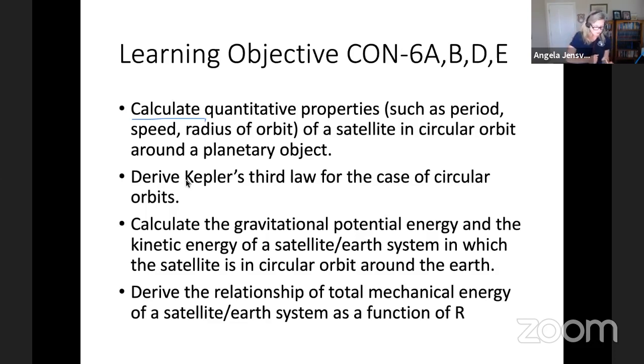The new skill we're going to learn today, which is still tested on this year's AP exam, is derive. So we'll derive Kepler's third law for circular orbits. Then we're going to calculate gravitational potential energy of a satellite-Earth system and also the kinetic energy. And then we're going to practice our new skill of deriving the relationship of total mechanical energy of a satellite-Earth system as a function of r. Those are our goals for today.